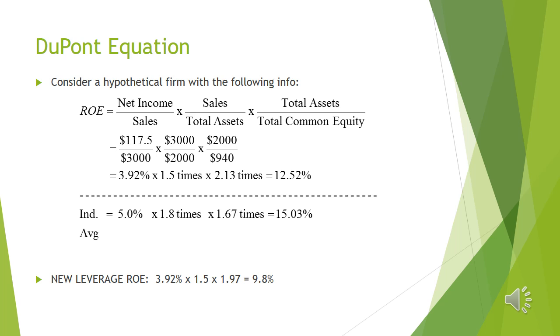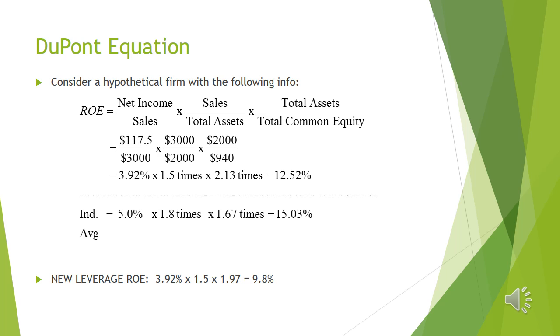And let's say we have some numbers available to us along with the industry averages, and we have a net income of 117.5. Whether the number is in thousands or millions, it doesn't matter. The sales are 3,000, the total assets are 2,000, and the total common equity is 940. So if you plug in these numbers and calculate the profit margin, it comes out to 3.92%. The total asset turnover comes to 1.5 times, and the equity multiplier comes to 2.13 times, which when multiplied together gives you a return on equity of 12.52%.